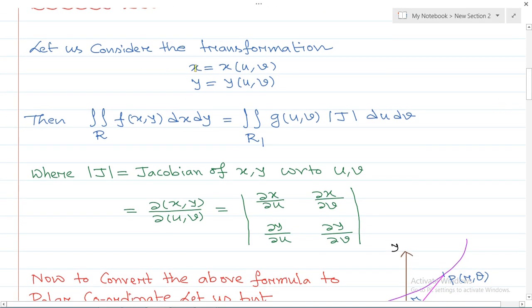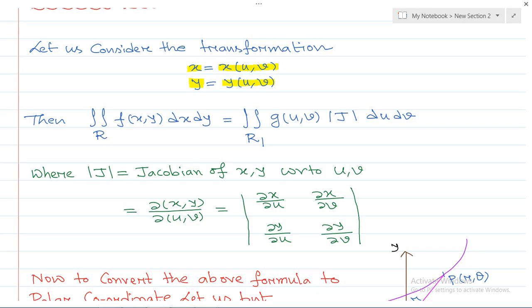Suppose the coordinate system is given in terms of x and y. Now we want to convert the coordinate system from x, y to some other coordinate system that depends on u and v. Suppose the transformation functions we use are: x is a function of u, v and y is another function of u, v. So initially the coordinate system is prescribed, that is x and y, but we want to convert the system now in terms of u and v.